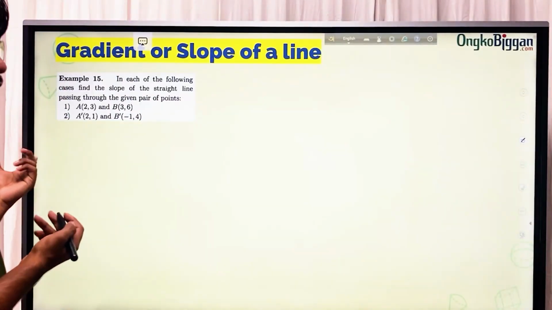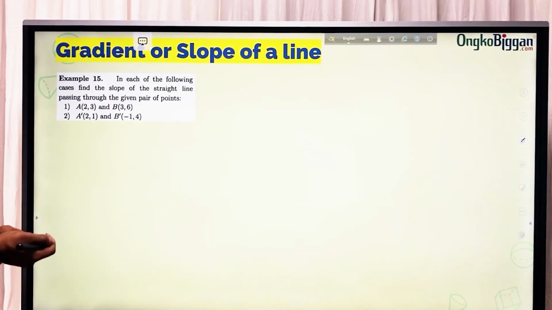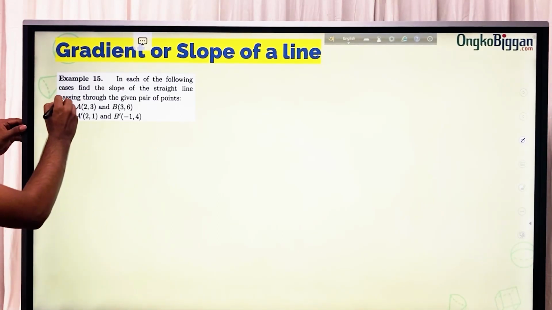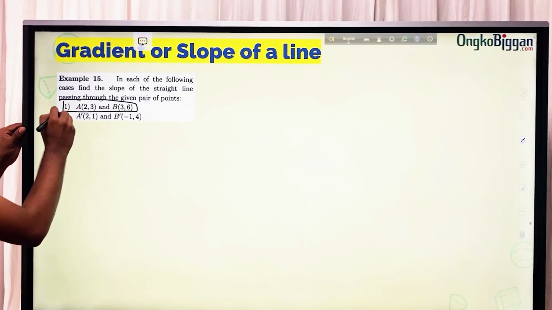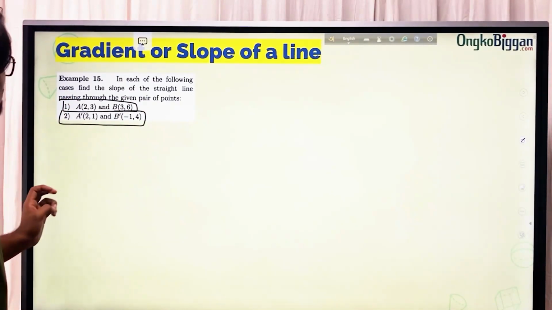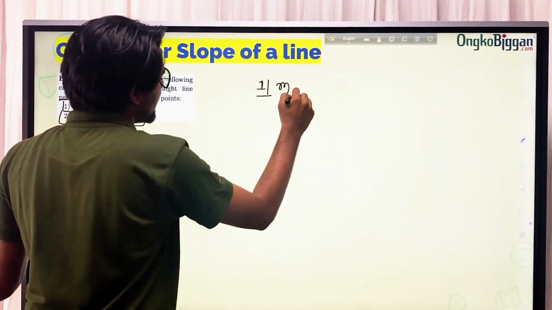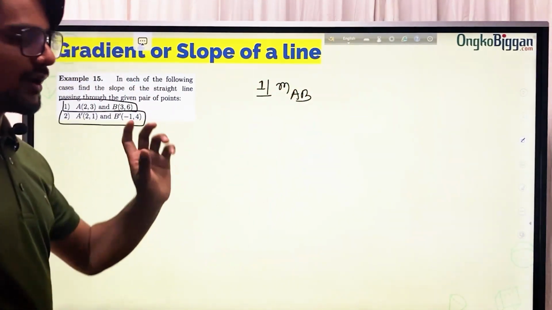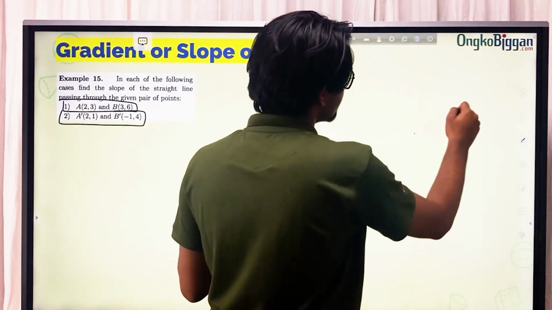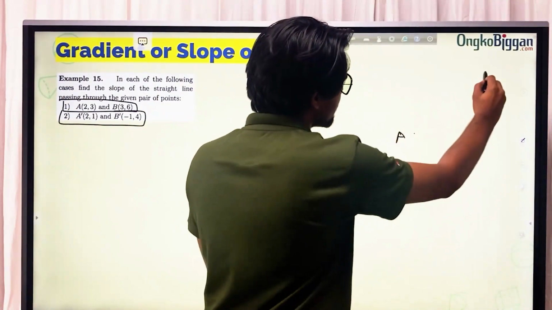In example 15 of our book, it is given: in each of the following cases, find the slope of the straight line passing through the given pair of points. So A (2, 3) and B (3, 6), and A' (2, 1) and B' (-1, 4). We are going to find the slope of the first two points first, and then the other two. So the slope m_AB is the slope of the line that is connecting the points A and B.